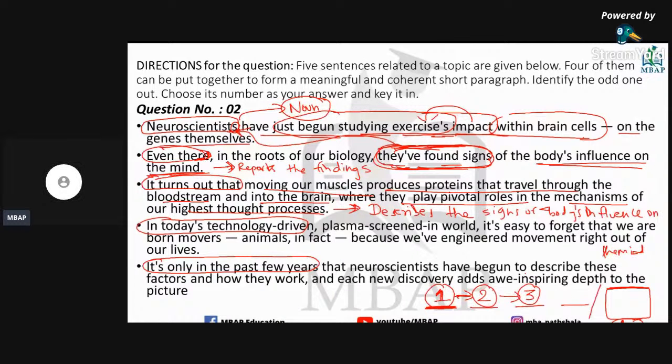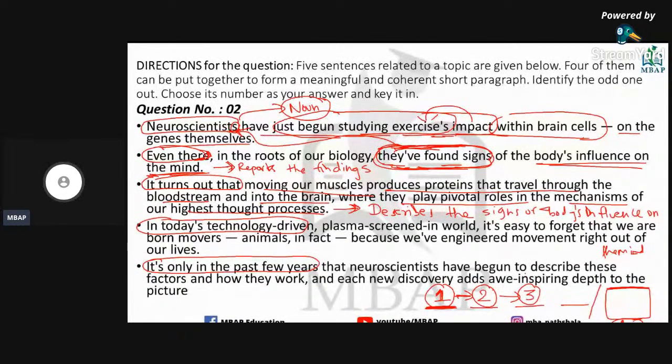So what I was saying is that sentence one talks about neuroscientists, and it also introduces that neuroscientists have started a study or an observation, or an experiment wherein they try to understand whether exercise has an impact on brain cells or not. Correct. Then sentence 2, what did we realize in sentence 2?